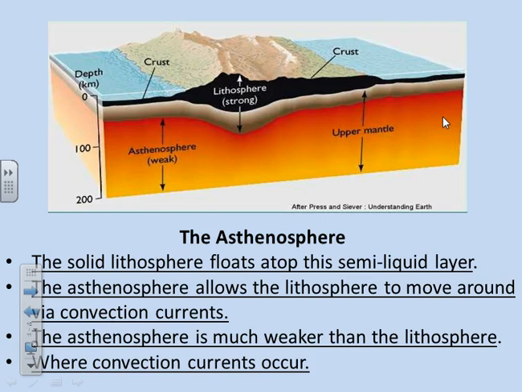So the mantle is divided into the upper layer and the lower layer. The upper layer is solid, and it's called the lithosphere. And then the bottom part of the mantle is that semi-liquid, and it's called the asthenosphere, and that's where the convection currents actually take place. We probably need to draw that.